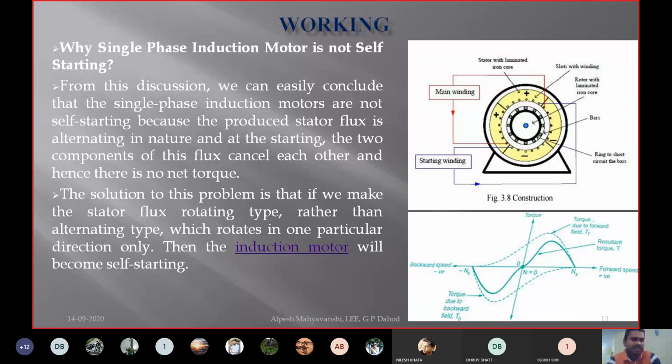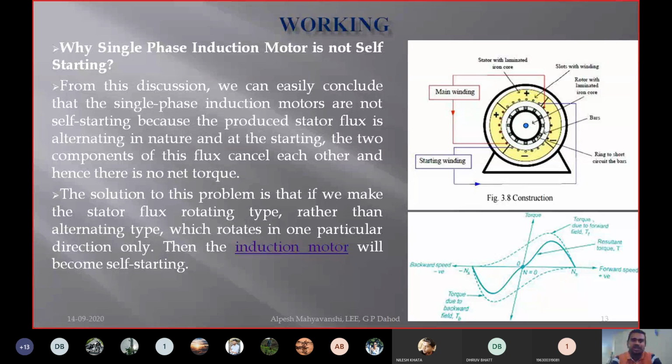And at starting condition, when the rotor is in standstill condition, the forward torque and backward torque are both equal and opposite to each other, so the net torque becomes 0. That means the rotor is not able to rotate, so we can say that the motor is not a self-starting motor. Now what is the solution of this problem?